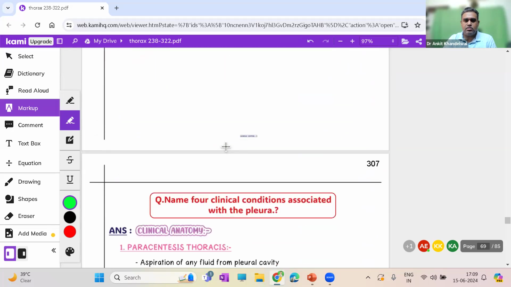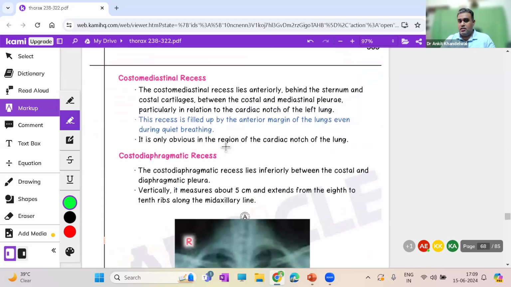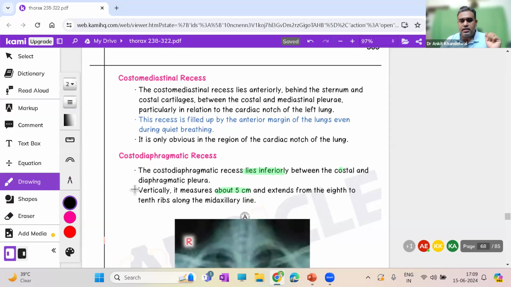Let me just show you an image over here. Okay, let us read it. Costodiaphragmatic recess: the costal pleura was on the side, the diaphragm was below, so the costodiaphragmatic recess lies inferiorly between them, that is why the name. Vertically, it measures around 5 centimeters and extends from the 8th to 10th rib. That is very, very important, guys. It extends from the 8th to 10th rib in the mid-axillary line.